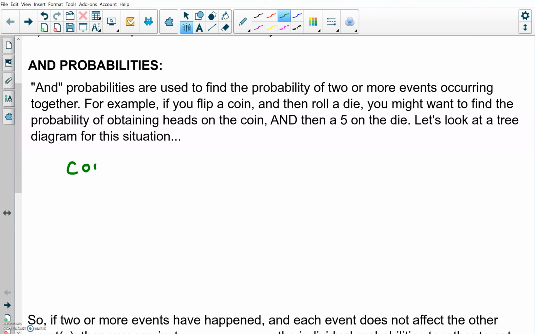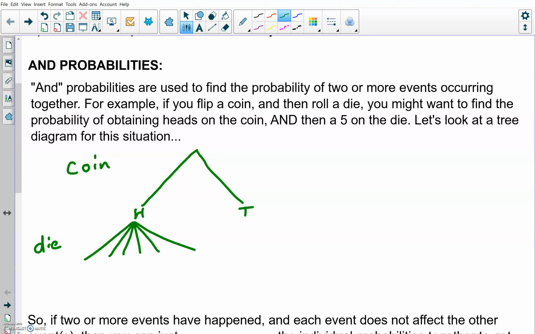So we'll start out here. I'll have the coin, and when I flip a coin, I have two outcomes possible. I've got the head or the tail. And then for the actual die, I've got 6 outcomes possible. And off the tail, if I flip tails, I can still have 6 possible outcomes for the die. So we've got the die outcomes 1 through 6 here, and we have the die outcomes again if we did tails here.